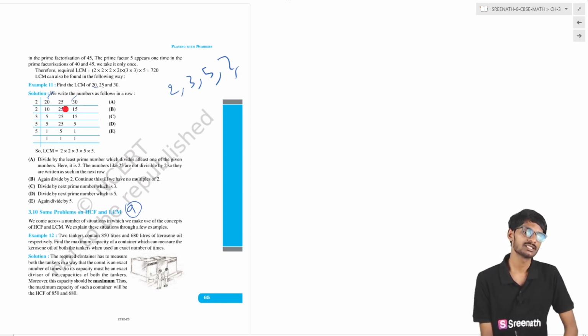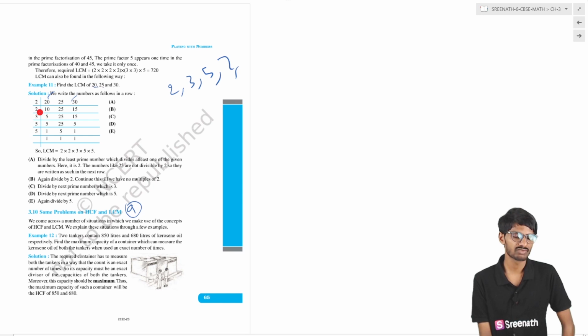After that, again see the numbers, and if any number is divisible by 2, then you do the division with that number. 10 is divisible by 2, so we again take 2, and 5 twos are 10, and you write the remaining numbers as they are. Now again you see if any number is divisible by 2. There is no number divisible by 2, so you shift to 3. Is there any number divisible by 3?